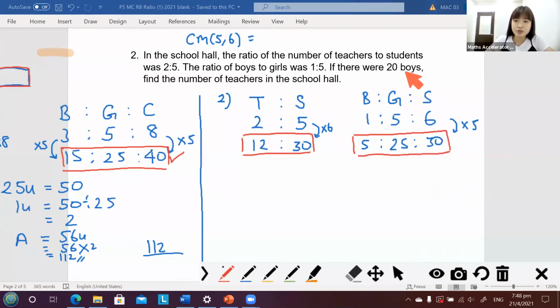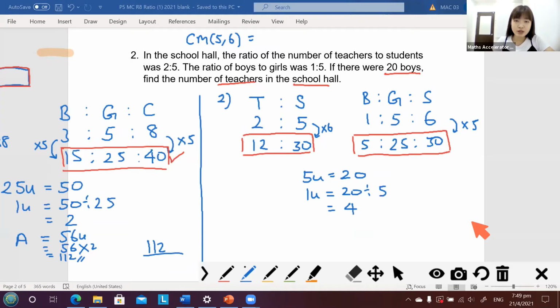Okay, now we read the question. If there were 20 boys, find the number of teachers in the school hall. So the boys, 5 units. You must look at the correct ratio here. So this will be 5 units equals 20. Then we look for 1 unit. 20 divided by 5. Yes, 4.